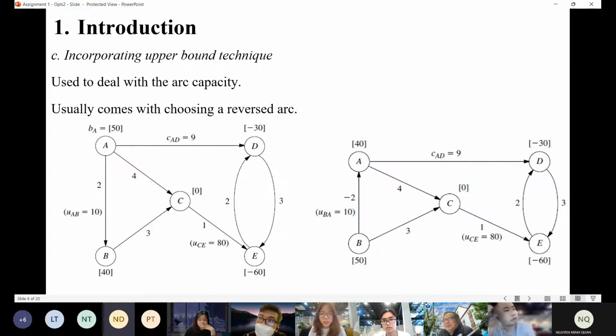So here you can say this is the example for the upper bound technique. This upper bound technique is used for efficiency.